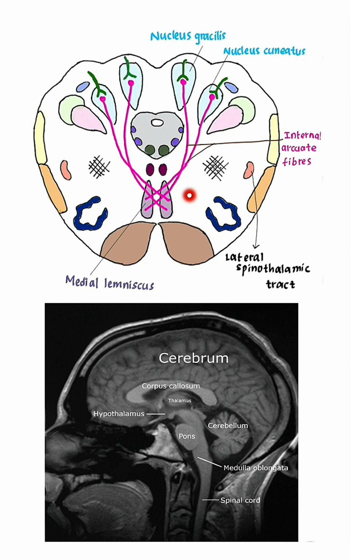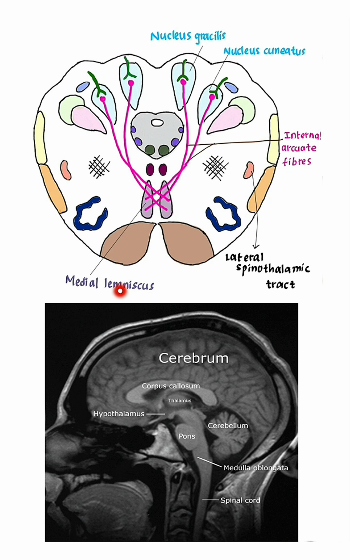This is the cut section of the medulla. The axons of second order neurons form internal arcuate fibers. Internal arcuate fibers cross the midline and reach the opposite side, and they turn upwards and ascend as medial lemniscus. This decussation occurs at the level of lower medulla. This decussation is called sensory decussation.